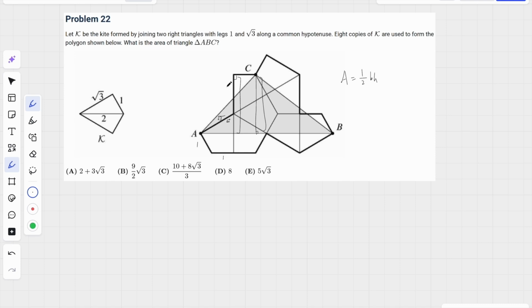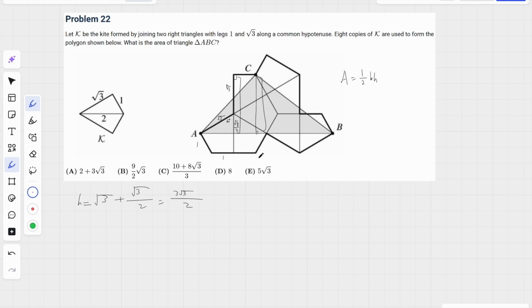Now this length here is root 3, and we can find this length by using the fact that this angle is 60 degrees. So this line right here has a length of root 3 over 2. So our height is square root of 3 plus root 3 over 2 equals 3 root 3 over 2.